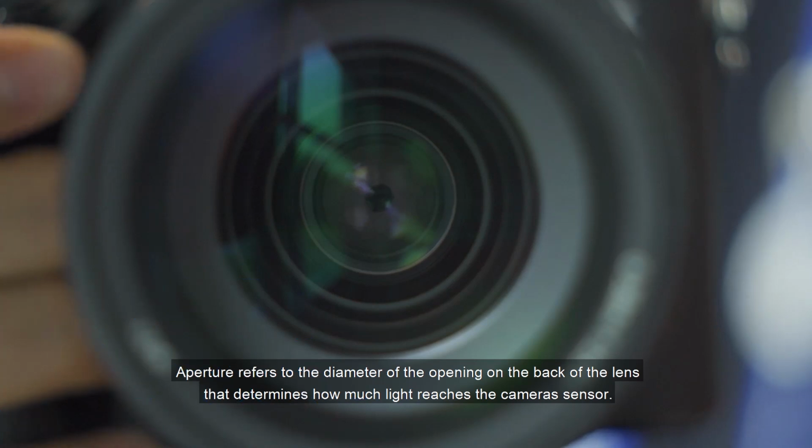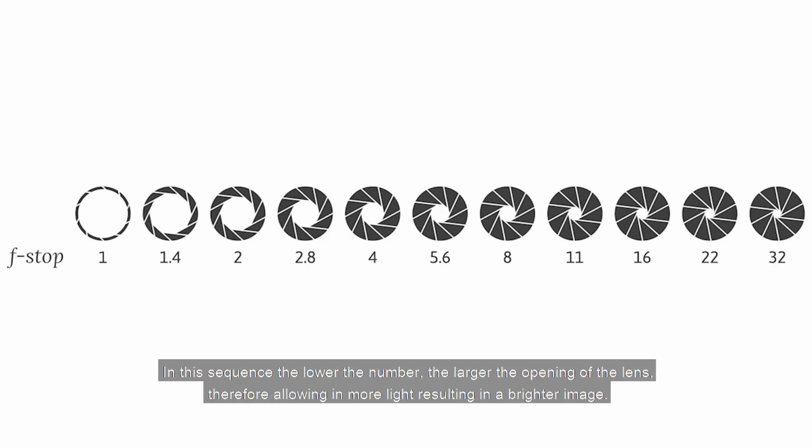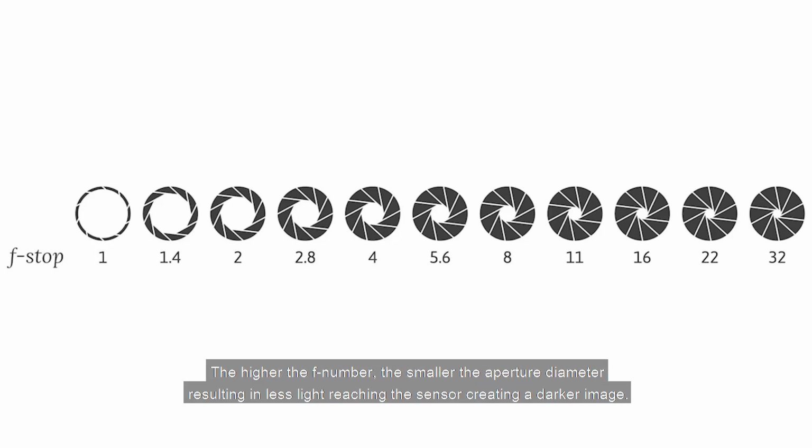Aperture refers to the diameter of the opening on the back of the lens that determines how much light reaches the camera's sensor. We measure aperture using a series of numbers that are known as f-stops. In this sequence, the lower the number, the larger the opening of the lens, therefore allowing in more light, resulting in a brighter image. The higher the f number, the smaller the aperture diameter, resulting in less light reaching the sensor, creating a darker image.